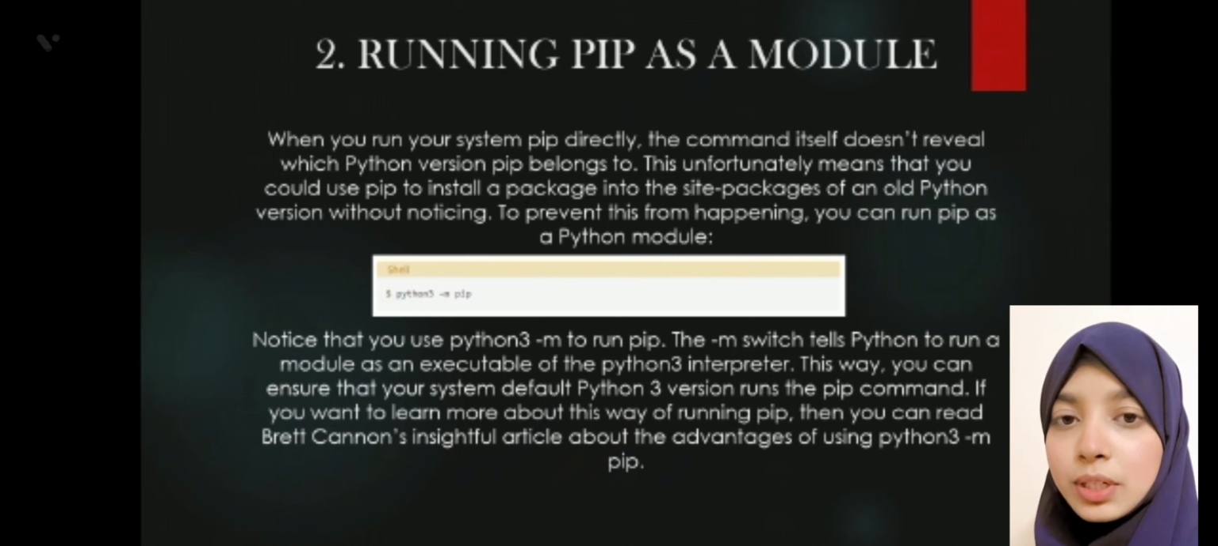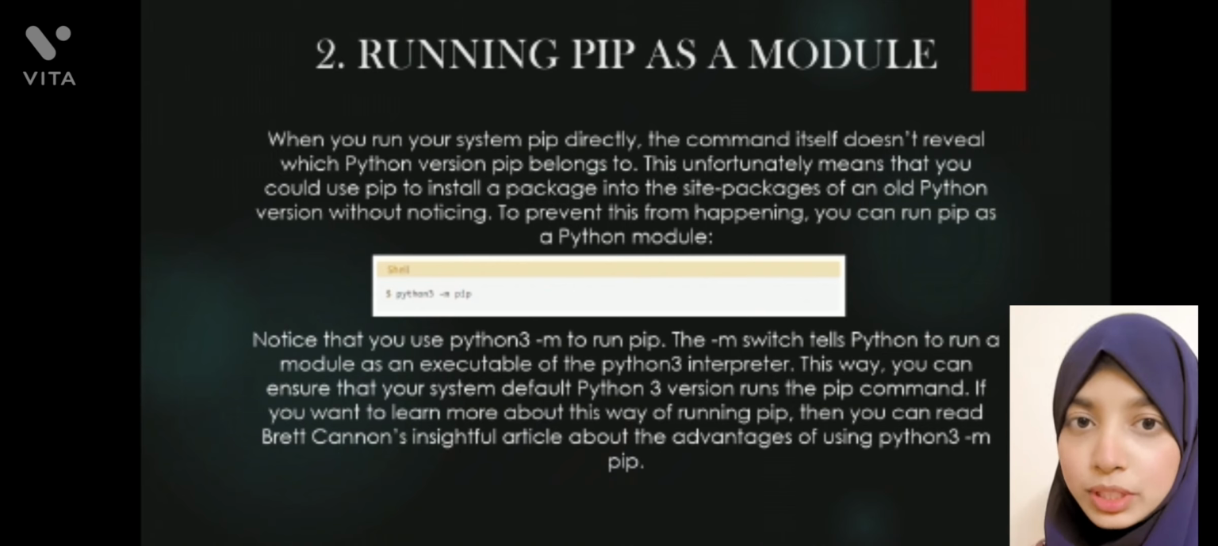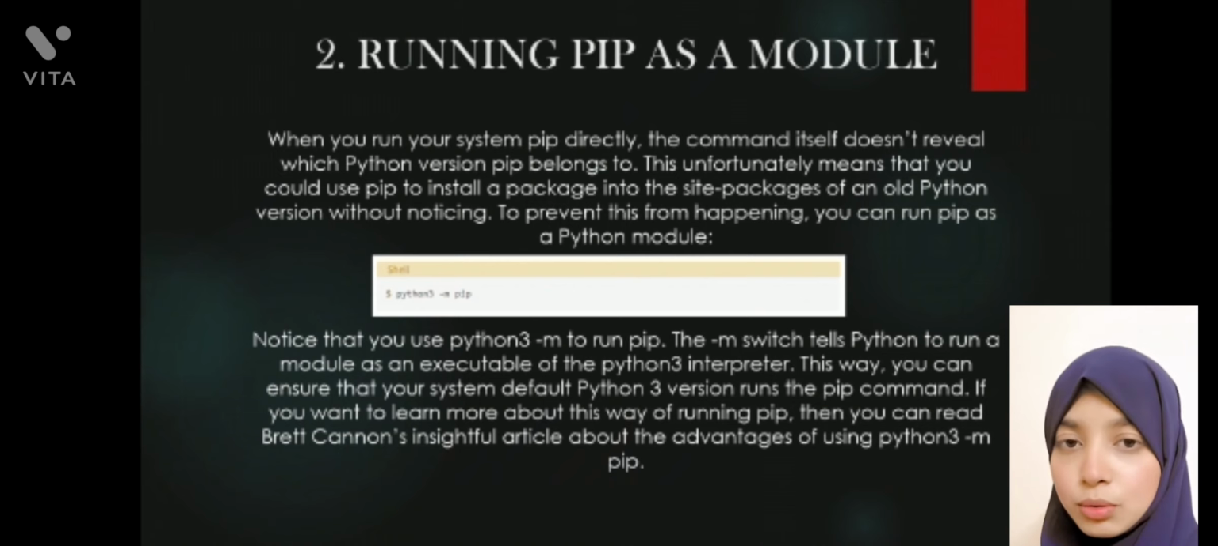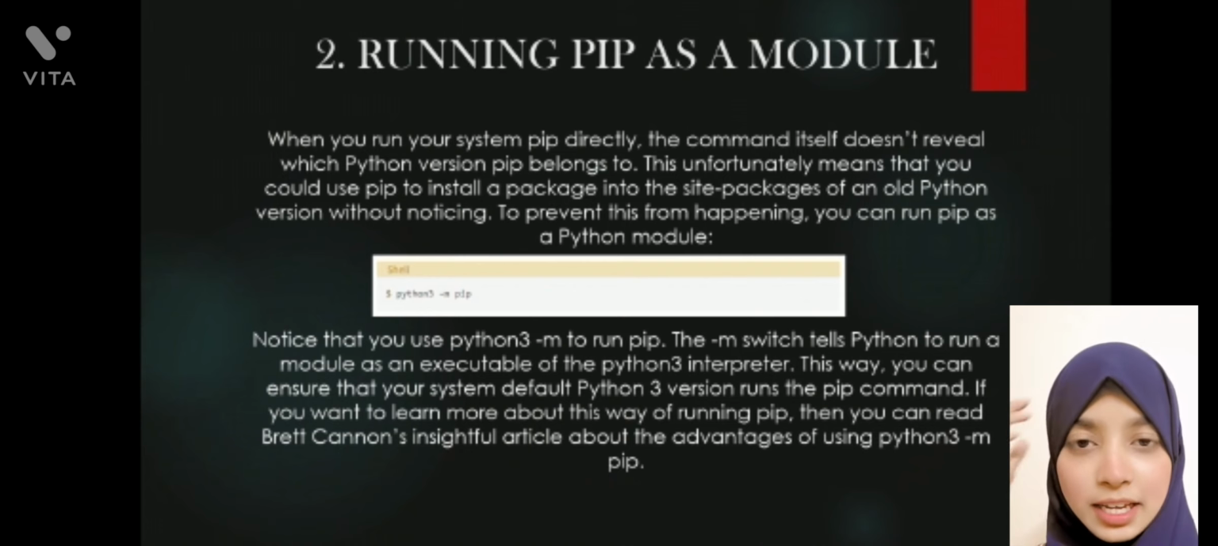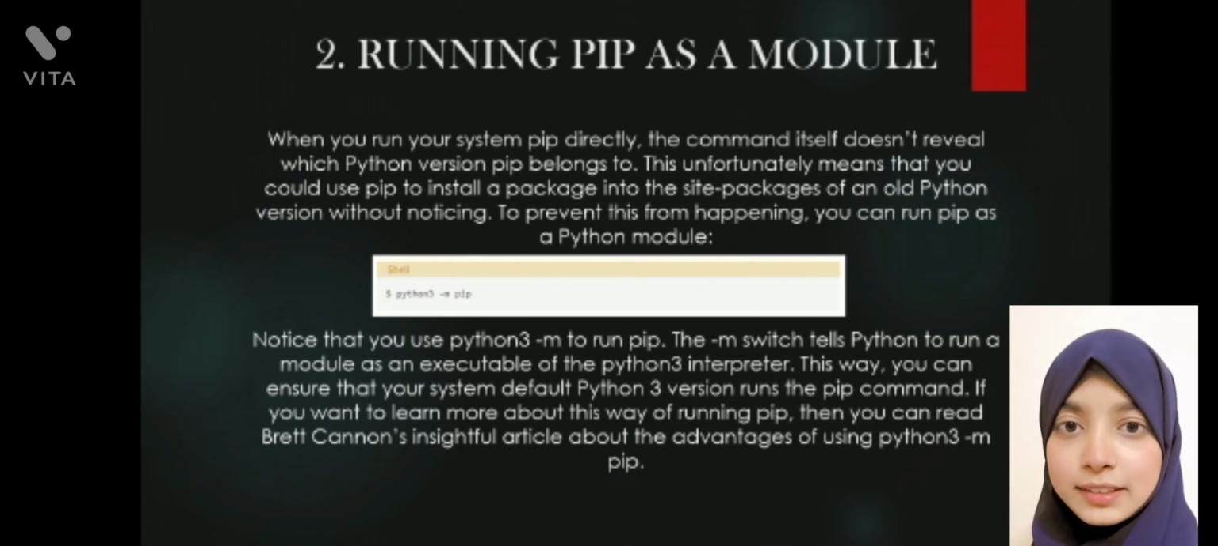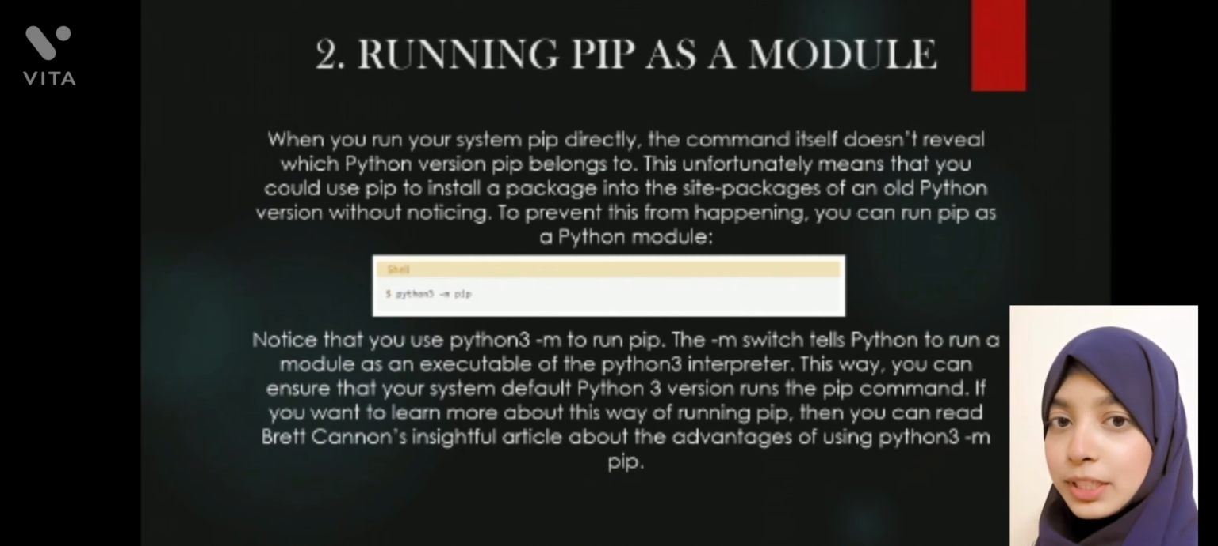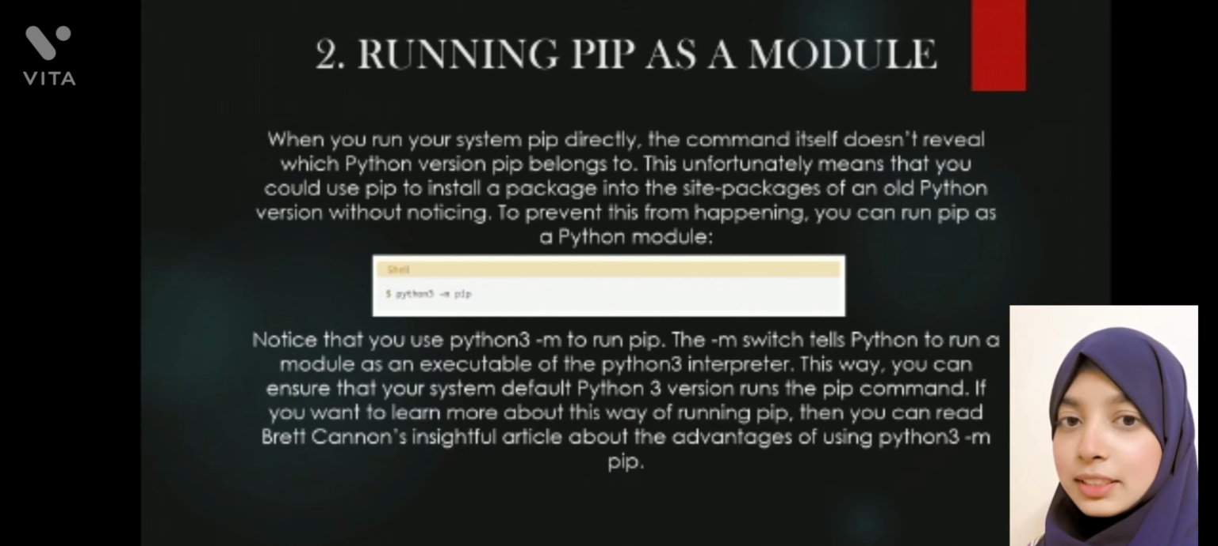When you run your system pip directly, the command itself doesn't reveal which Python version pip belongs to. This unfortunately means that you could use pip to install a package into the site-packages of an old Python version without noticing. To prevent this from happening, you can run pip as a Python module, as shown in the diagram. Notice that you use python3 -m to run pip.